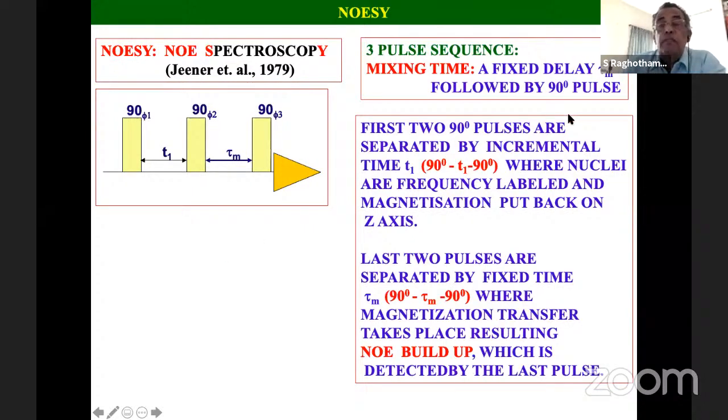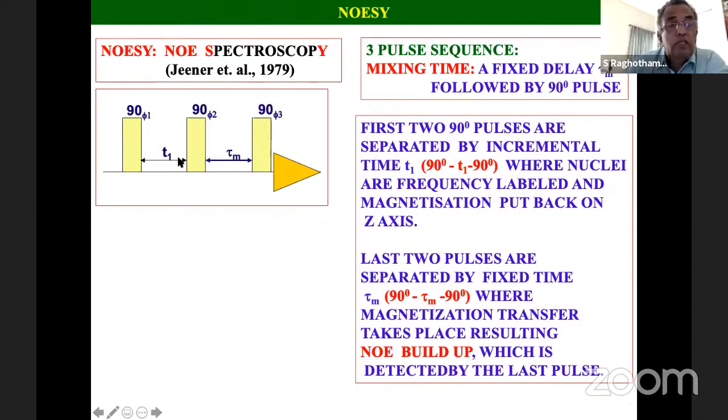Now, what happens here is the first 90-degree pulse separated by increment T1. This time interval keeps on increasing between series of experiments. Now, what does it do? So this first 90-degree pulse flips the magnetization into the XY plane.